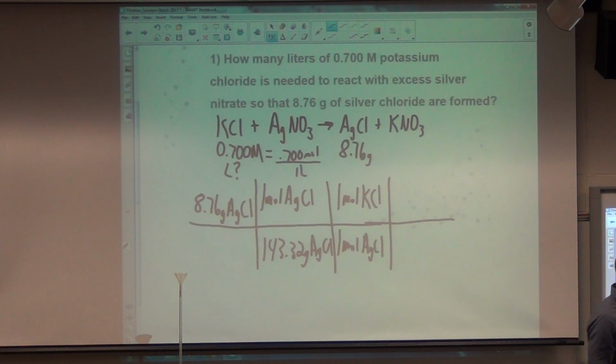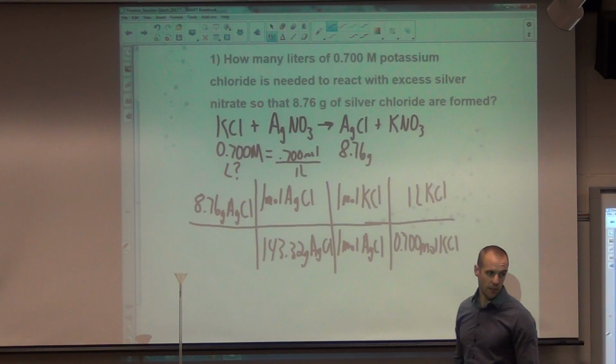How do we know what goes where? Do we put liters on top or moles on top, or how do we know? Well, it's easy because the T-chart shows us right here. If moles is on top here, we got to get moles canceled out, so we have to write moles on bottom. So down here we're going to write moles KCl. On top, it's 1 liter KCl. How many moles are in that 1 liter? 0.700. That's a 7. It looks scrappy, but whatever.